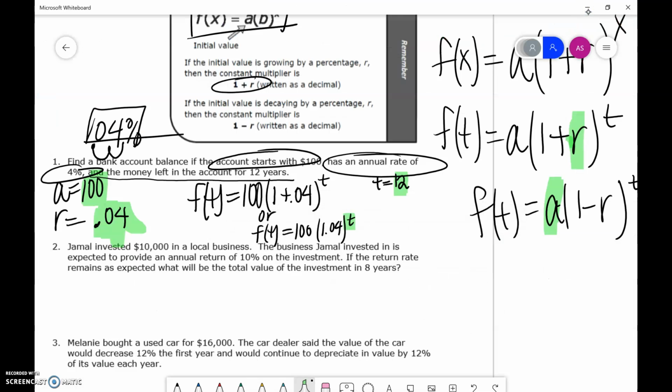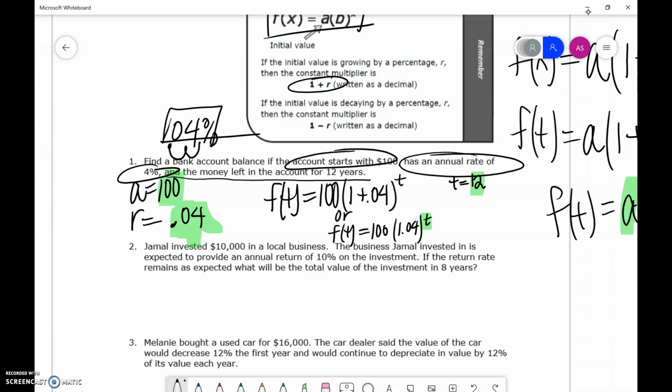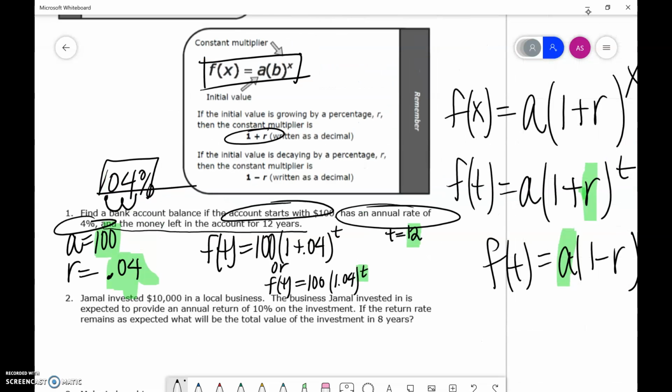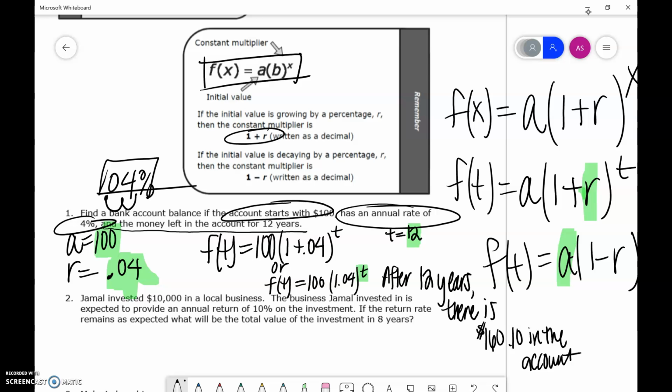So we're going to write that out, and I do want you to write a sentence, so I'm going to put: after 12 years, there is $160.10 in the account. All right, and that's it.